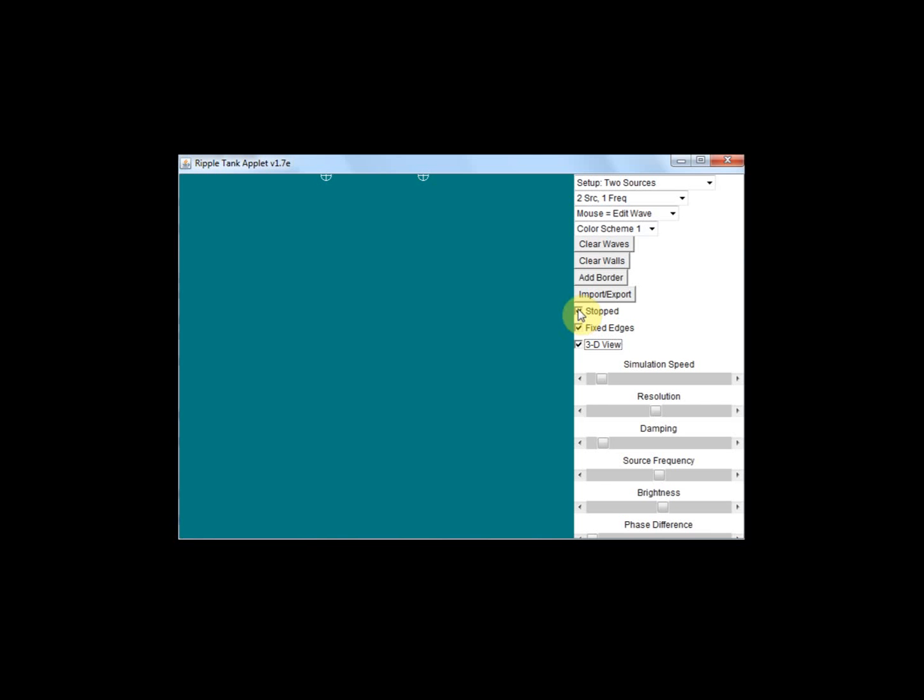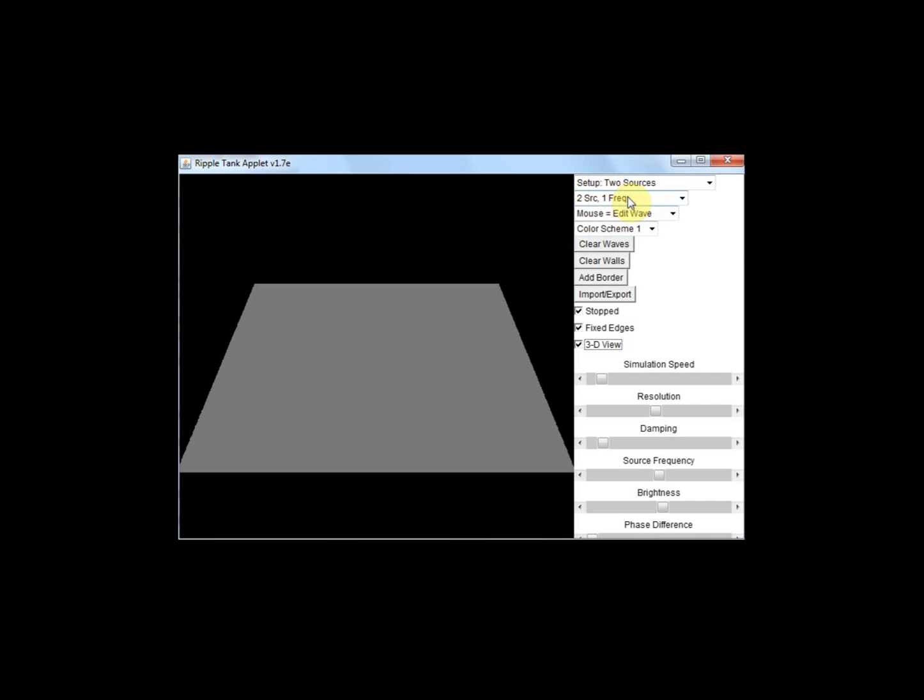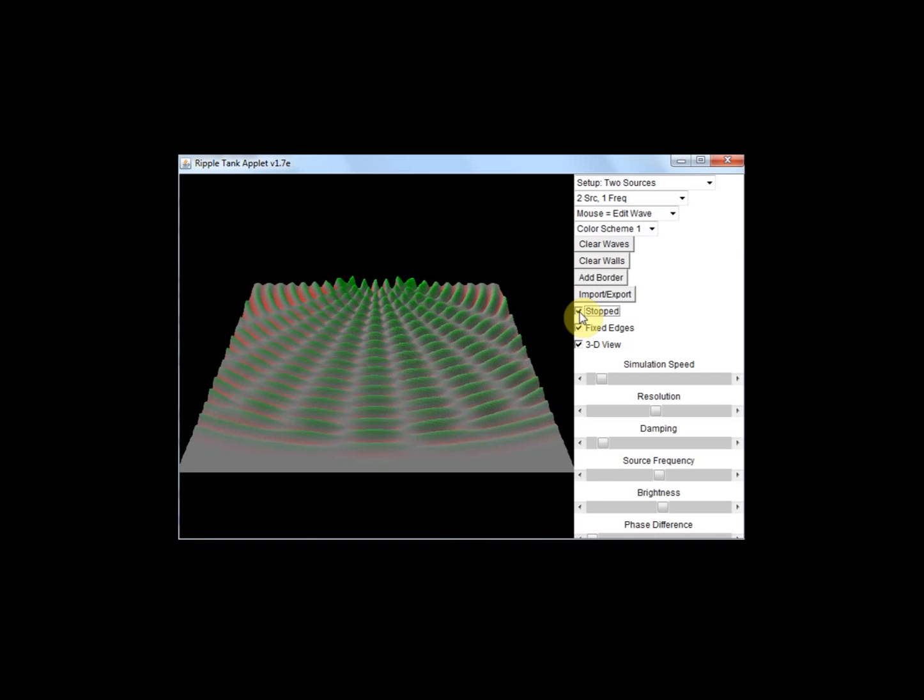The wave patterns produced by these two sources. Now, these are two sources with one frequency, meaning that the frequencies of the two sources are the same. And if you still remember, waves with the same frequency are coherent waves, which means these two sources are coherent. So let's see the wave patterns produced. Okay, so this is the wave pattern produced, and we call these the interference patterns.